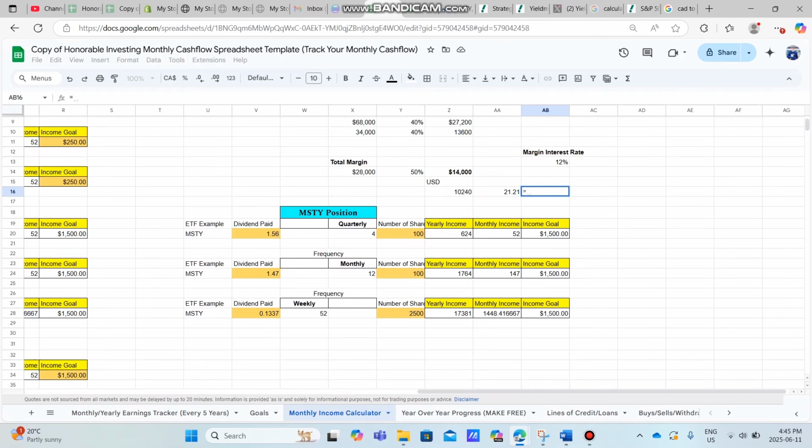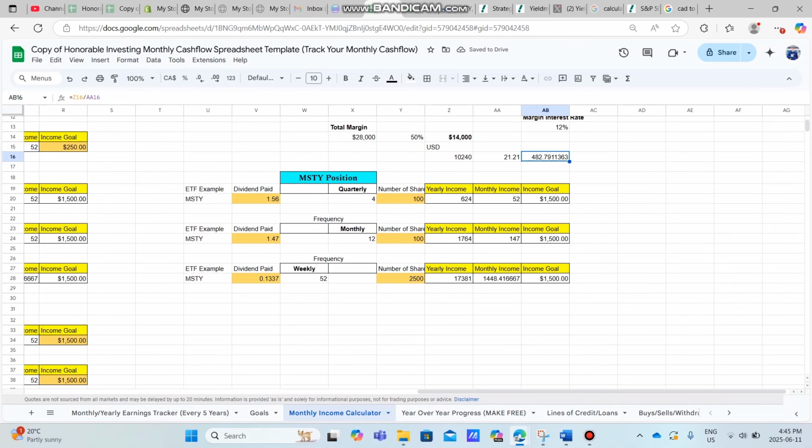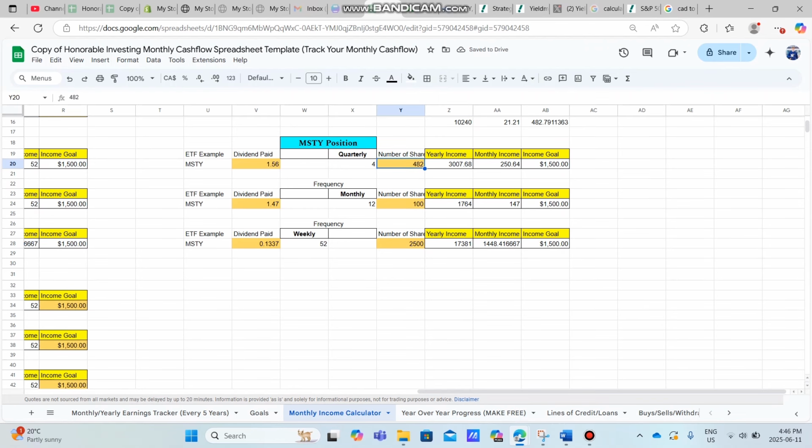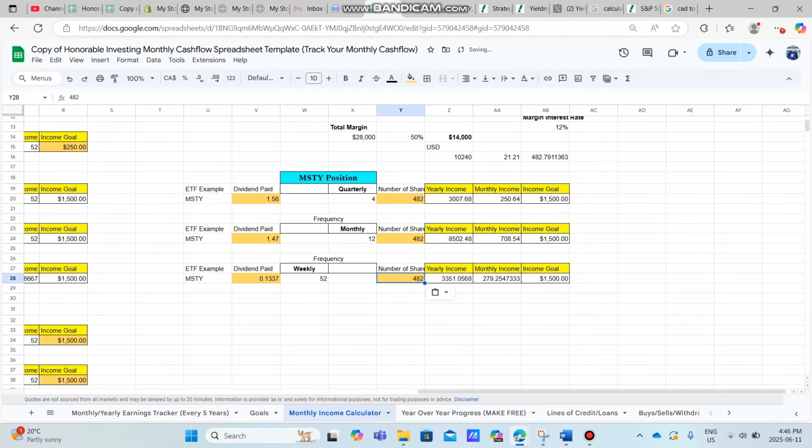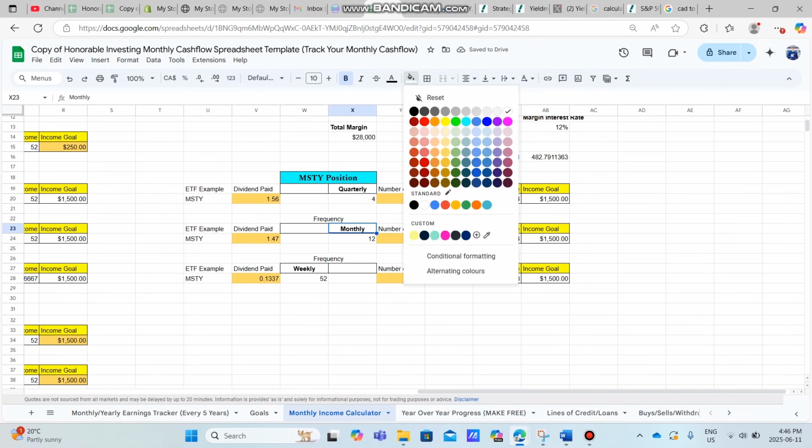So $10,000, and I want to divide it by our 21.21 share price. So that gives us 482 shares. So what I'm going to do here is go 482. This is our Honorable Investing monthly income calculator. We're going to put 482 for all these markers, and you're going to see why I'm going to do that in a second. So when we look at the monthly here, I'm going to quickly highlight this.